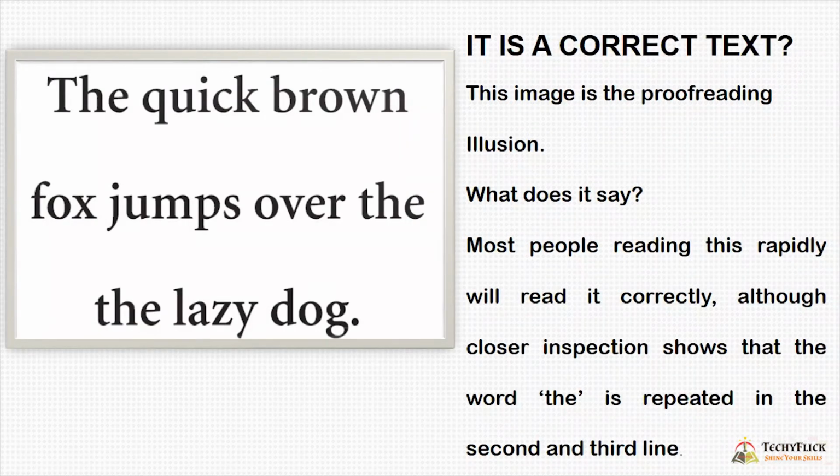So read the text. It is a correct text. This image is the proofreading illusion. What does it say? Most people reading this rapidly will read it correctly, although closer inspection shows that the word "the" is repeated in the second and third line. The quick brown fox jumps over the lazy dog.